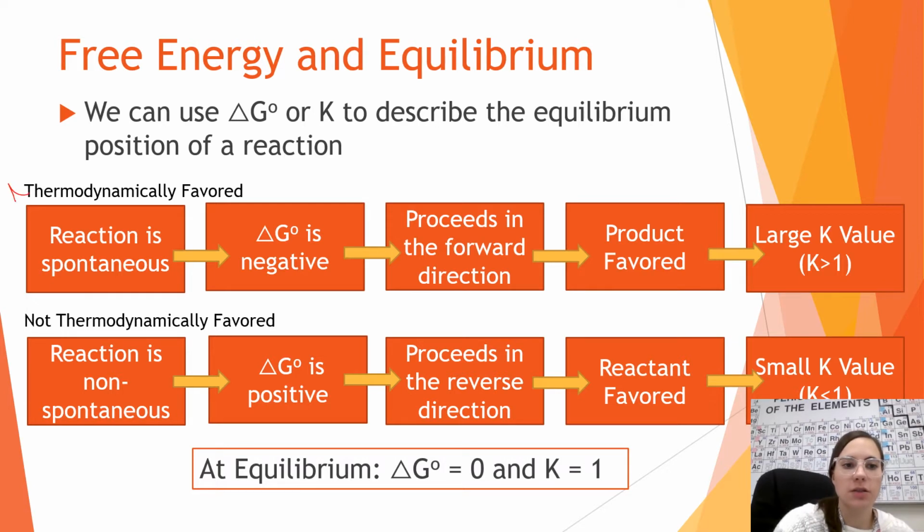If a reaction is thermodynamically favored, then it is considered spontaneous. The delta G value has to be negative. It's going to proceed in the forward direction because it's product favored, and we're going to have a large K value, greater than 1. On the flip side, if something is not thermodynamically favored, we call it non-spontaneous. Its Gibbs free energy value is positive, so it's going to proceed in the reverse direction, and therefore it's reactant favored and it has a small K value. If we are at equilibrium, then of course delta G is 0 and K is equal to 1.